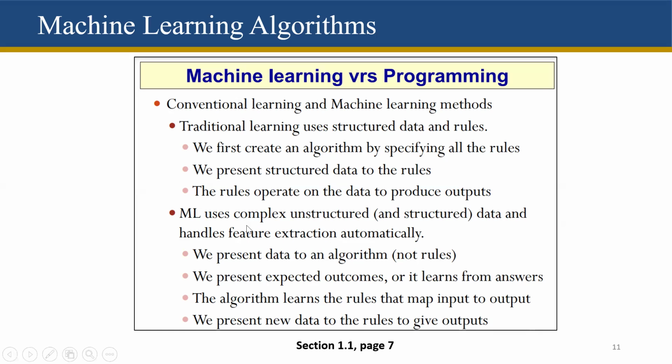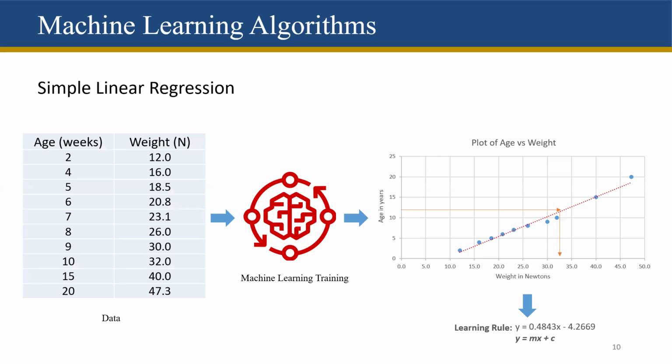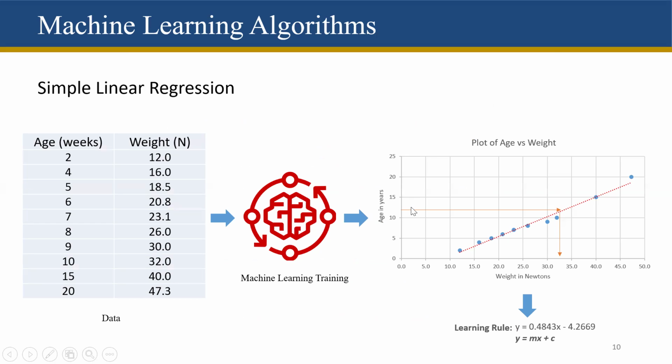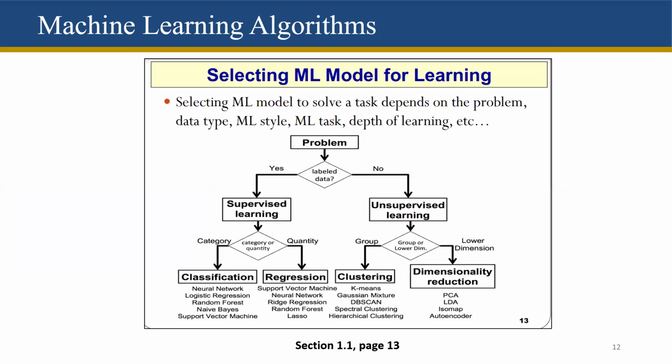And what happened next is we present the outputs, or it learns from the answers. Now, the algorithm learns the rules that map input to output. So over here, you are seeing that it is basically mapping some input to output. And eventually, we present some new data to make some predictions. So over here, we are presenting 12, which was completely new, to make the prediction that we are getting over here. And there's nothing different from what we learned back in secondary school. But there's an issue over here, which we are going to discuss.